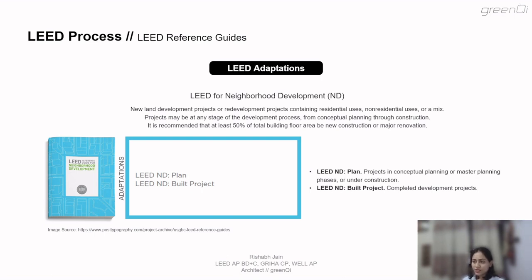So this has two adaptations, which are plan and build. Unlike BD plus C, where you have design and construction under BD plus C and operation through O&M, in this category ND, it's for large developments or large districts. So here you can go for both adaptations. You can go for design and then you can go for a built existing project as well. Plan covers conceptual planning or master planning phases or projects under construction, and built projects are the ones which are completed and want to go for certification in their existing or operational phase.